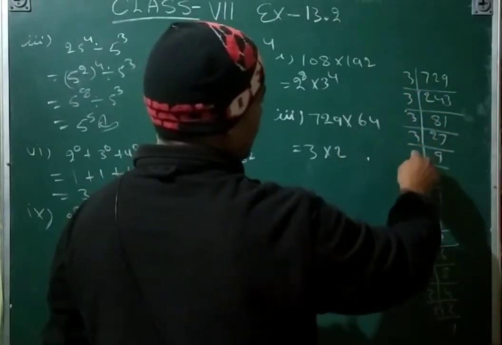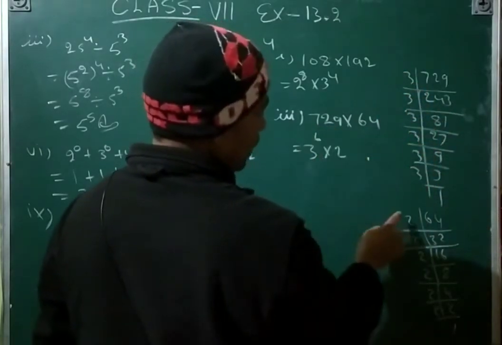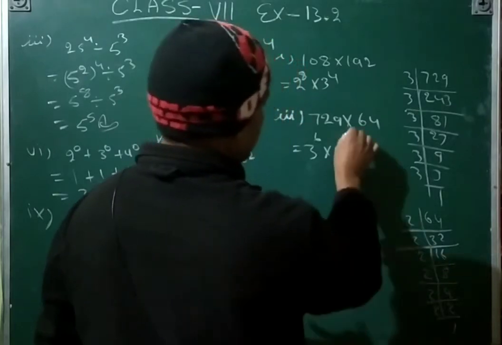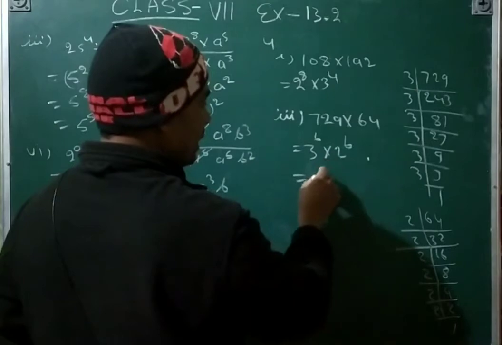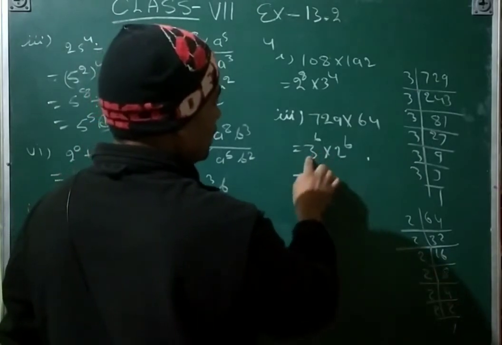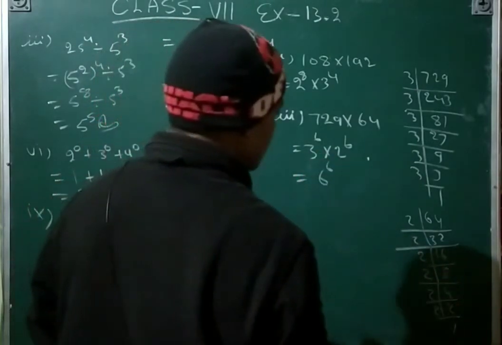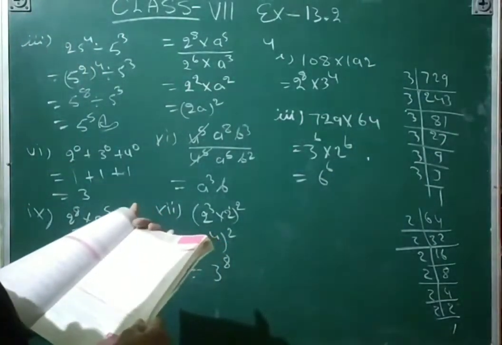1 2 3 4 5 6. So that is a 6 power. 1 2 3 4 5 6. That is a 6 power. So that you are looking power is same. So this will be multiplied: 3 2s, 6 power 6. 6 power 6, that will become.